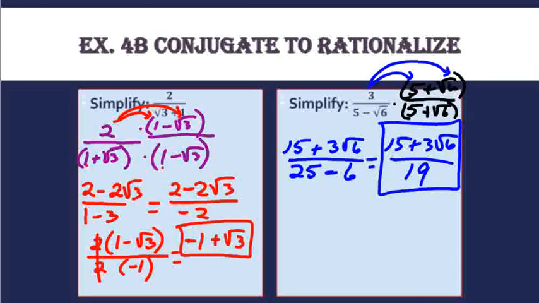You do not need to factor that out. If you want, you could write it as 2 separate fractions: 15/19 plus 3 square root of 6 over 19. Either way works.